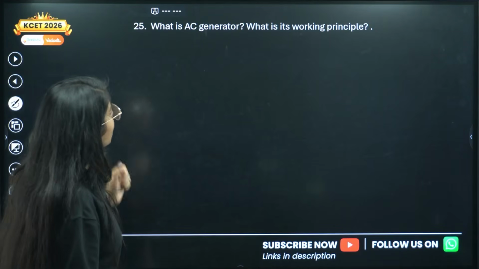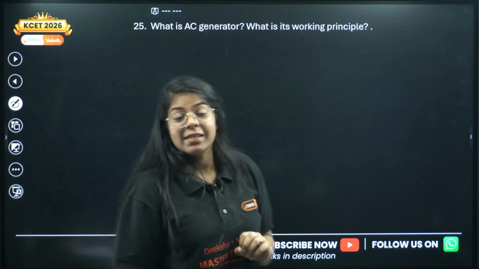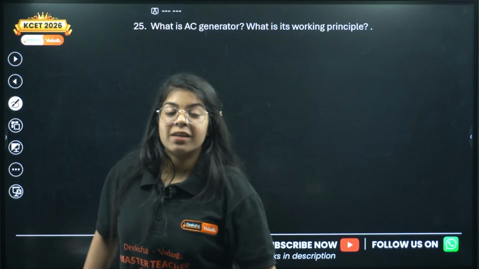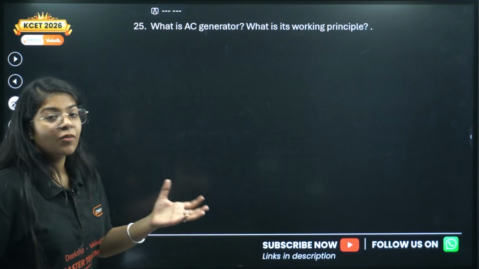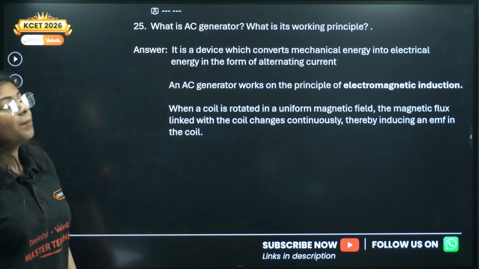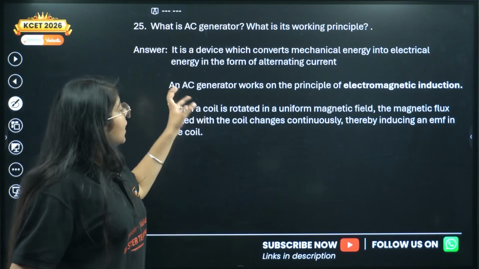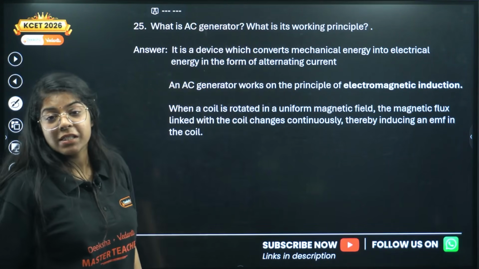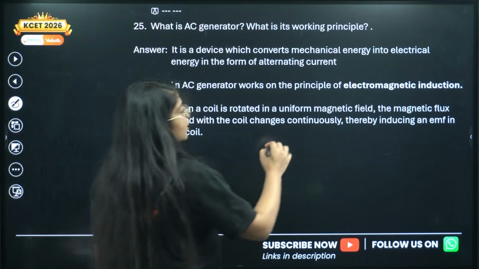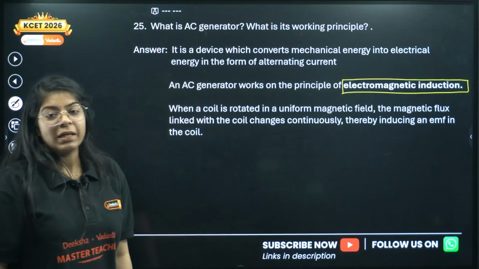What is an AC generator? What is its working principle? AC generator, ma'am, it's very easy. What does it do? It converts mechanical energy into electrical energy in the form of AC, in the form of alternating current. So it is a device which converts mechanical energy into electrical energy in the form of alternating current. Now they are asking about its working principle, so we know it definitely works on the principle of electromagnetic induction. Make sure you remember this point. It works on the principle of electromagnetic induction.